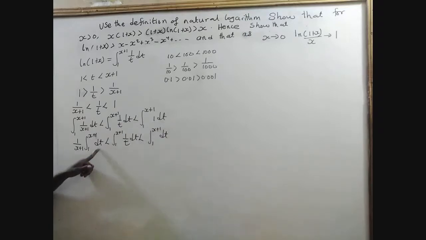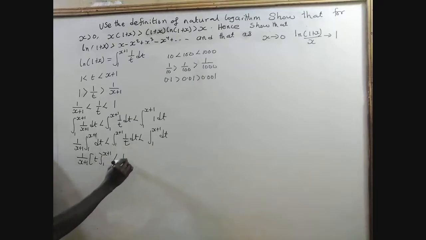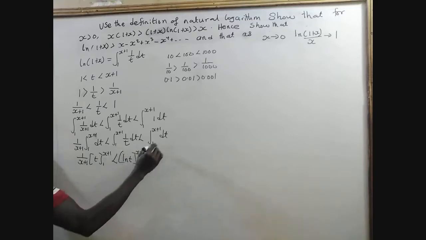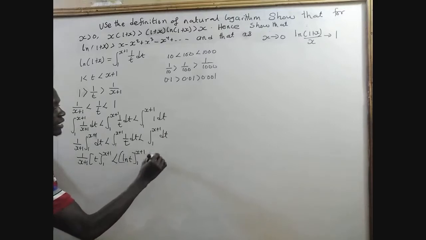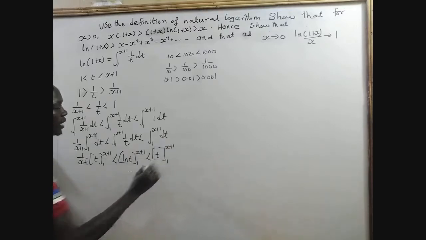So now let us integrate. If we integrate dt with respect to t, we get t. So you have 1 on x plus 1 times t, with the lower limit and upper limit, less than. You integrate 1 on t, you get natural log of t. So you bring the lower limit and then the upper limit, less than. If you integrate dt, you get t. So you bring the lower limit and then the upper limit.